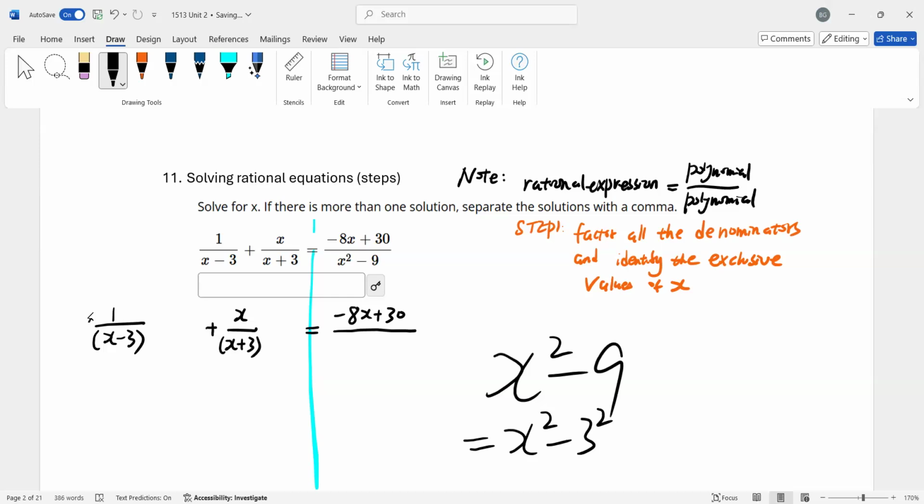I need help. Who would like to help me factor x squared minus 9? It is x squared minus 3 squared, right? It is a special binomial. It's a difference of 2 squares. Anybody remember that? One would be x plus 3 and the other one would be x minus 3.